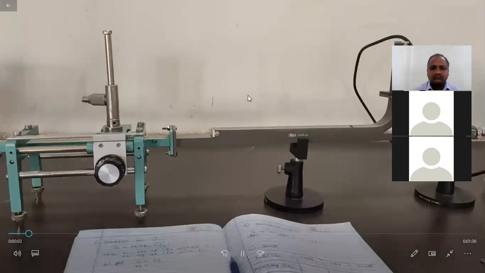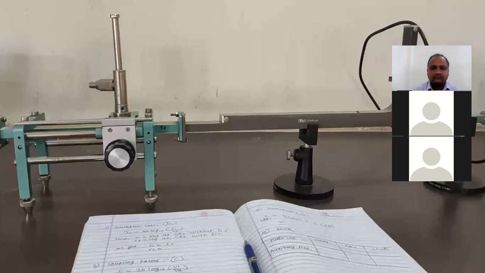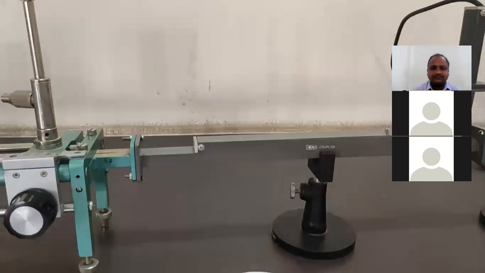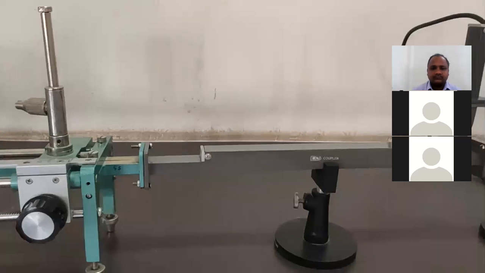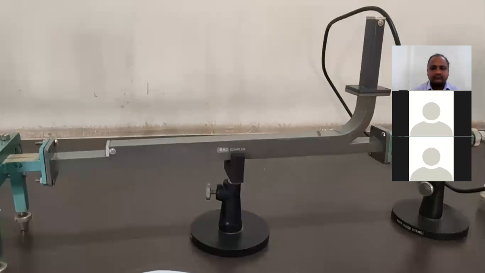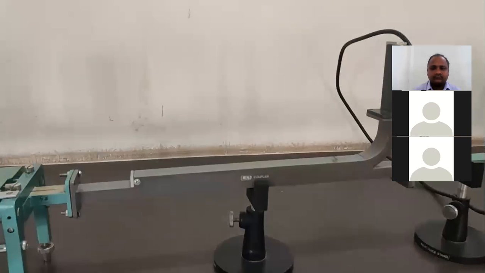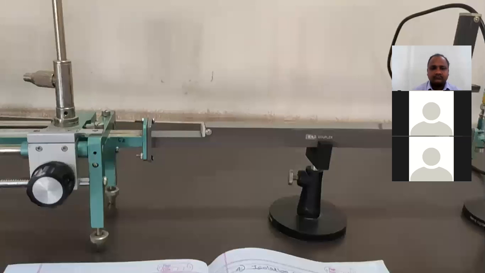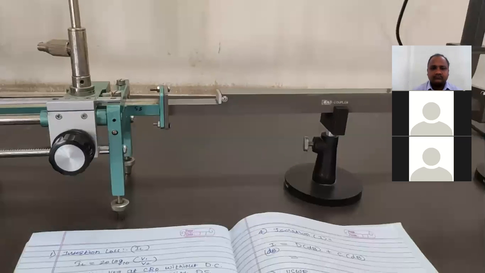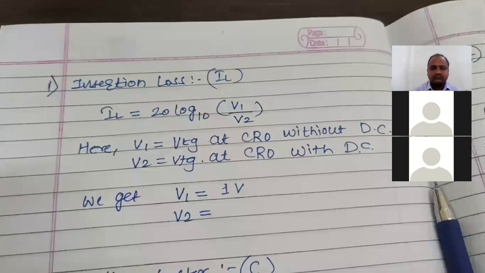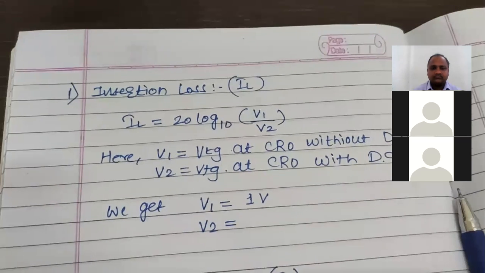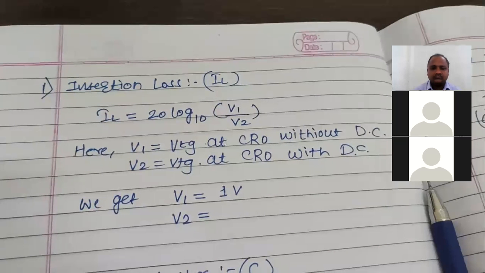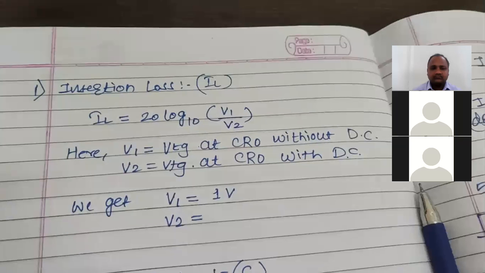Now, as shown here, a directional coupler is inserted in between the slotted section and detector mount. Port number 1 of the directional coupler is connected to this slotted section, whereas port number 2 is connected to a detector mount, and port number 4 is terminated using a matched termination, whereas port number 3 is already terminated. So this is the setup for finding V2. We have to go for finding insertion loss, with the formula 20 log to the base 10 of V1 upon V2, where V1 is the voltage at the CRO without the directional coupler, and V2 is the voltage at the CRO with the directional coupler.